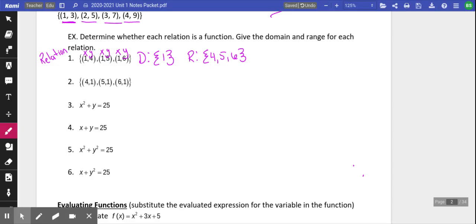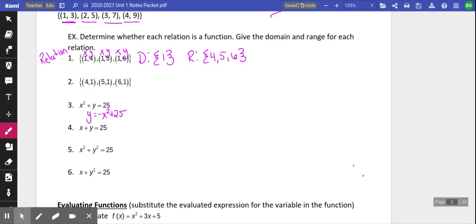I'm going to skip down to 3. What we have is x squared plus y is equal to 25. What I'm going to do is subtract x squared from both sides and reorder this as y is equal to negative x squared plus 25. I want to reorder this just because this might be a little bit easier for you to determine the domain and range from, because this makes it a little bit more visual for graphing purposes.